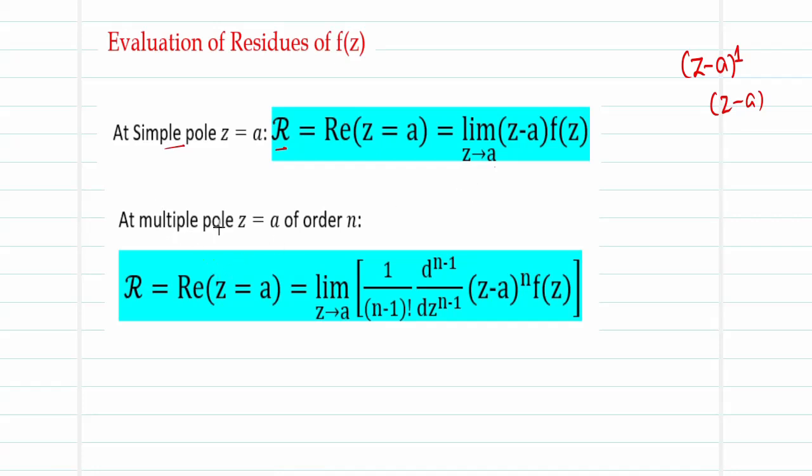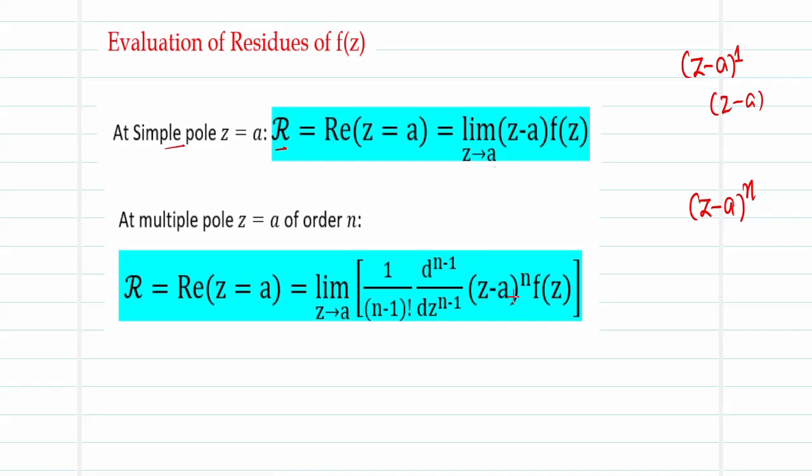What happens at a multiple pole z is equal to a of order n? This is nothing but z minus a the whole to the power of n. So if you have a pole of order n at the point z is equal to a, then the residue is estimated as the limit z tending to a of 1 divided by n minus 1 factorial, d power n minus 1 by dz power n minus 1, that is the n minus 1th derivative, of z minus a power n into f of z. Now also this f of z will contain a z minus a power n.